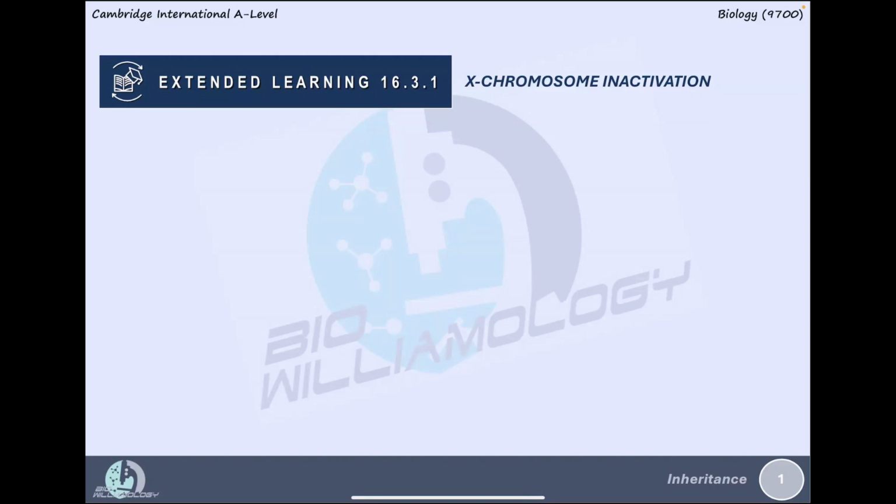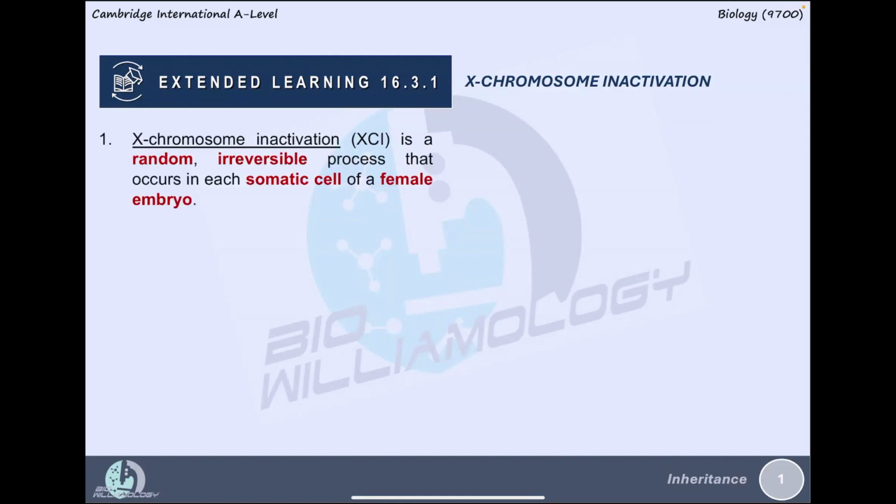In this lesson, we will explore X chromosome inactivation. Let's get started. So what is X chromosome inactivation, also known as XCI? X chromosome inactivation is a random, irreversible process that occurs in each somatic cell of a female embryo. So be careful, it only occurs in females.